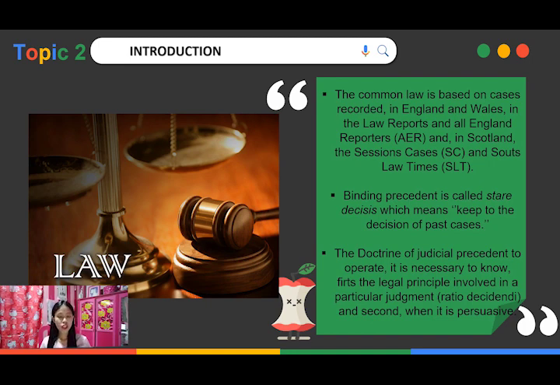So for the doctrine of judicial precedent to operate, it is necessary to know first the legal principle involved in a particular judgment, or ratio decidendi, and second, when it is persuasive. It involves an application of the principle of stare decisis, to stand by the decided. In practice, this means that inferior courts are bound to apply the legal principles set down by superior courts in earlier cases. This provides consistency and predictability in the law.